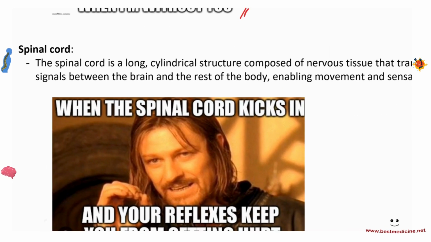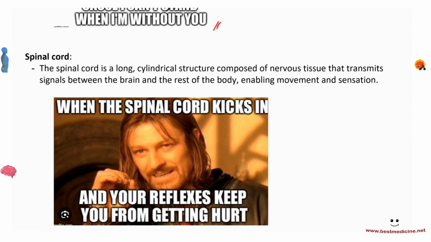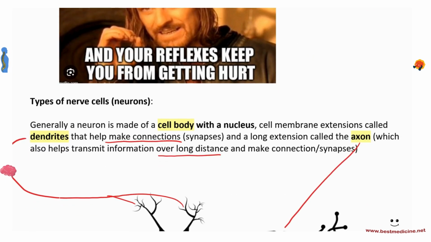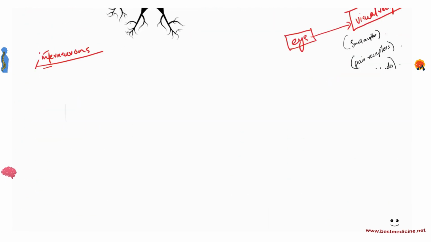The spinal cord. The spinal cord is a long cylindrical structure composed of nervous tissue and transmits signals between brain and the rest of the body, enabling movement and sensation. So when the spinal cord kicks in and your reflexes keep you from getting hurt, it is involved in reflexes. So types of nerve cells, we've already done these.